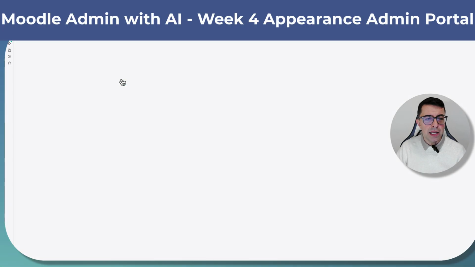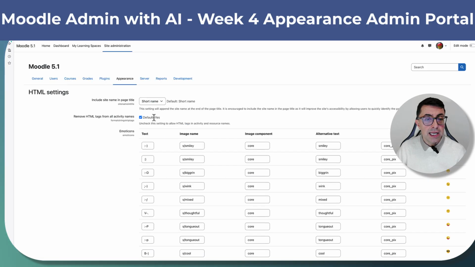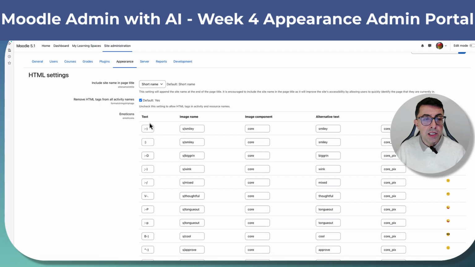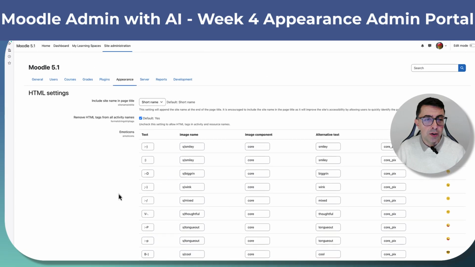If we go back, then we're going to be able to see the HTML settings. In this case, for example, when using emoticons, if we type this text, then this is the emoji that we're going to see. Here it says remove HTML tags from all activities, by default yes, and include site name in the page short name. We have all the emojis here. And then it says reset emoji settings to default values if we wanted to get rid of all of this, but we don't want to.